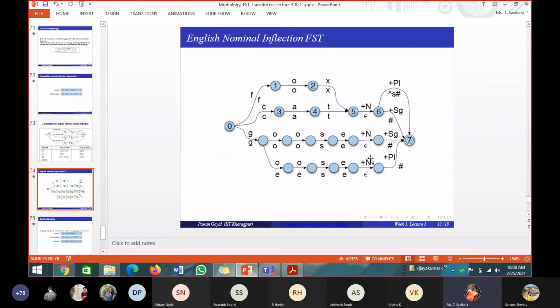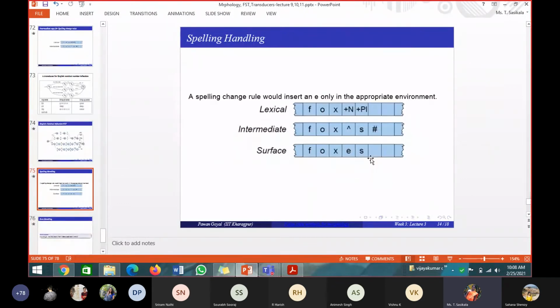Okay, the same thing they have drawn as a finite state automaton. This is how they have given it for foxes. You see the spelling change rule. Foxes: fox plus s, I cannot directly add s. So I will have a placeholder and s at the end of the word. That placeholder can be replaced with e, or any other character, or empty for some words. Okay, it's the surface level.